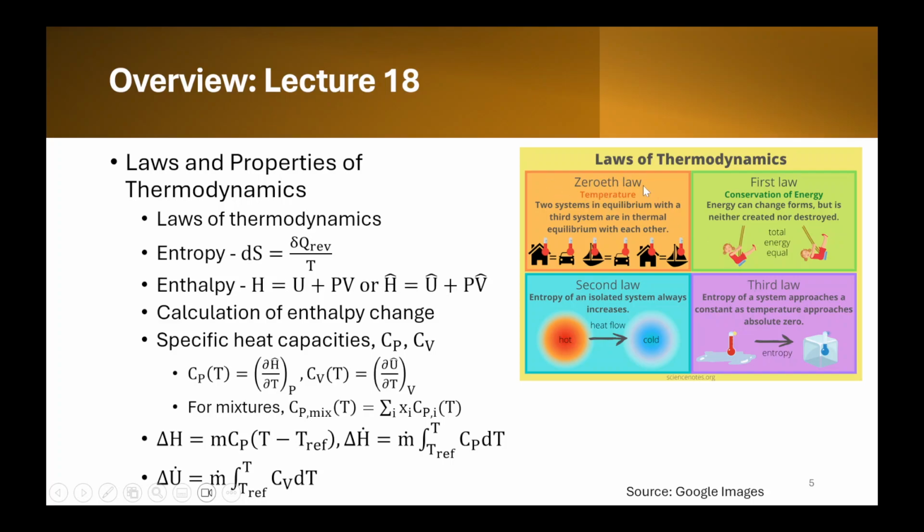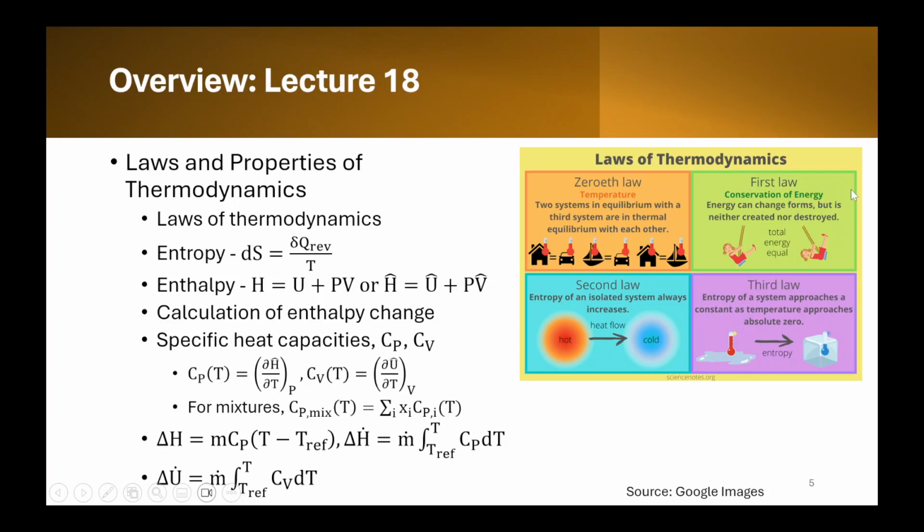The zeroth law gives us the concept of temperature. It says that two systems in thermal equilibrium with a third system are in thermal equilibrium with each other. So suppose A is in equilibrium with B, and C is also in equilibrium with B, then A and C will be in equilibrium with one another.